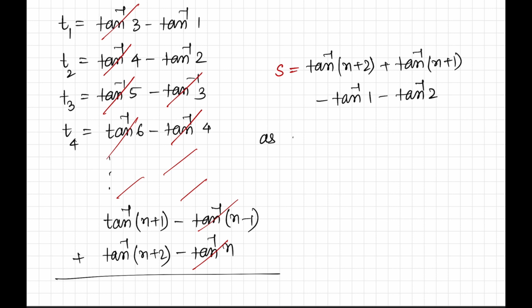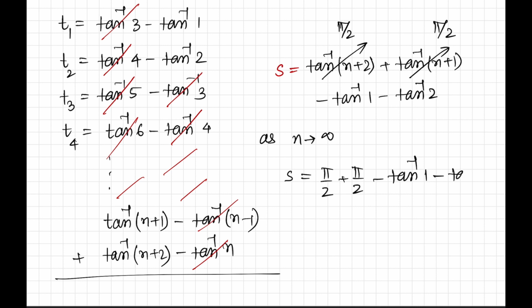Now as n goes to infinity, these two terms will go to pi by 2. So this becomes pi by 2. This term also becomes pi by 2. And we have S is equal to pi by 2 plus pi by 2 minus tan inverse 1 minus tan inverse 2. Now tan inverse 1 is pi by 4. So pi by 2 minus pi by 4 is pi by 4, plus pi by 2 minus tan inverse 2 becomes cot inverse 2. So we have the final answer as pi by 4 plus cot inverse 2, and that is the answer to this question.